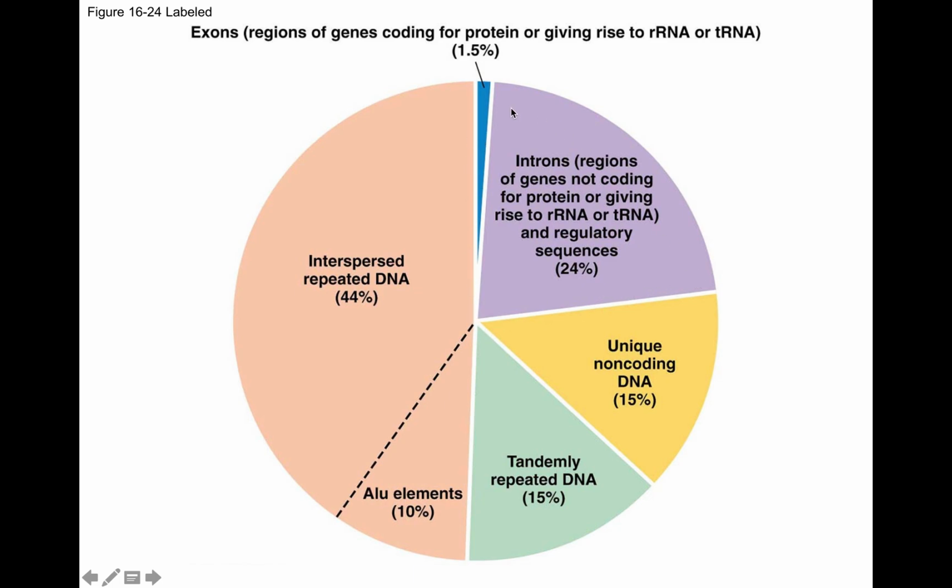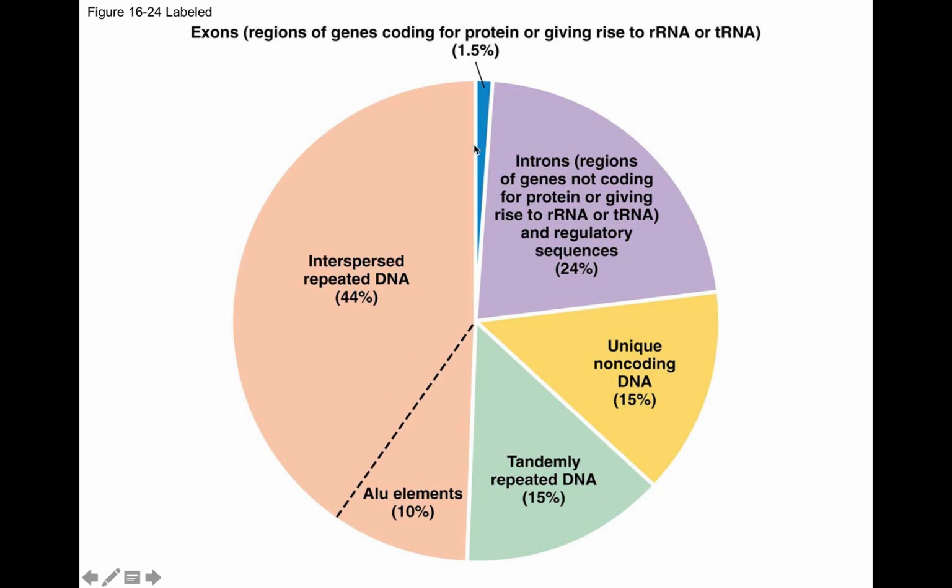A fair bit of what gets transcribed gets cut out before it even leaves the nucleus in the form of an intron. A fair bit of your genome is made up of a repeated element that is repeated over and over and over again. And then there's some non-coding DNA, that does not code for RNA or protein, and it doesn't have a repeated sequence, so it's unique sequence, but we don't know necessarily its function.